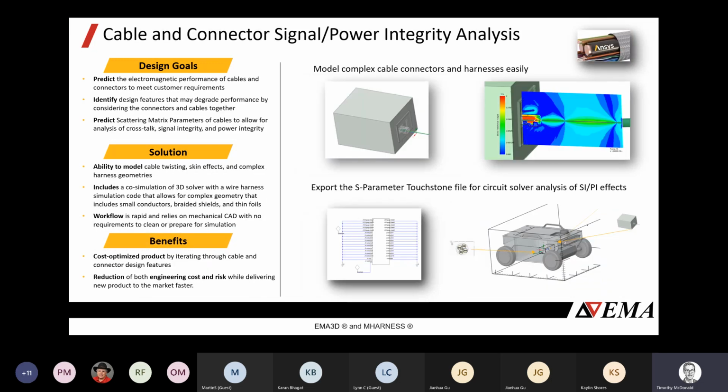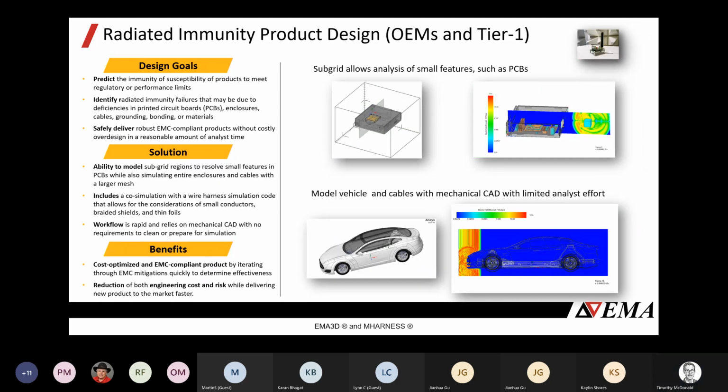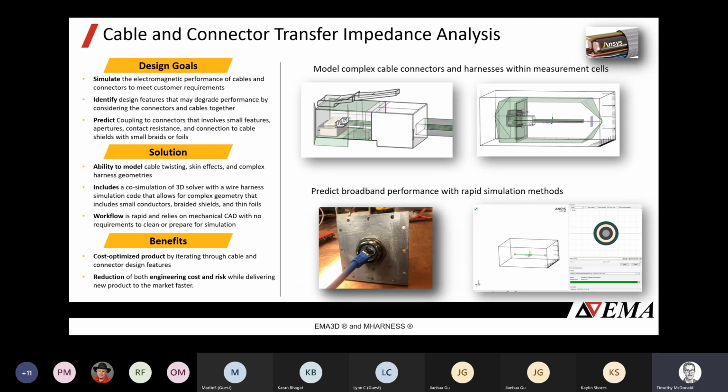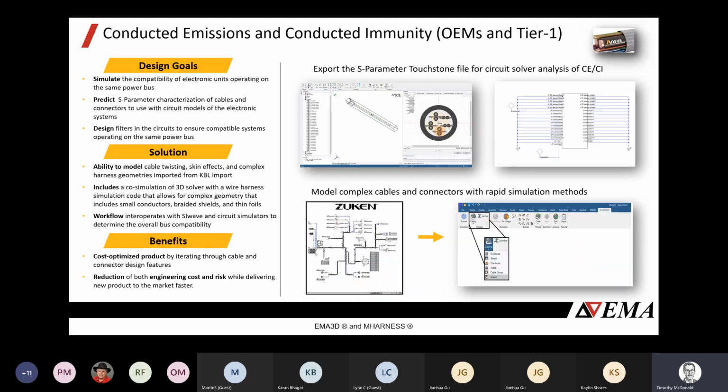We can help with signal and power integrity. We can extract the S parameters for cables and connectors to be analyzed in follow-on circuit analyses. And then we can do radiated immunity. We can have a source outside the vehicle. We can predict the currents and voltages that couple to the cables and self-consistently predict how that will couple to circuits that we define in the Nexxim circuit solver. So we can do a full comprehensive end-to-end 3-solver coupling to see our EMC for radiated immunity. And then finally, we can predict cable and connector transfer impedance, which is very important for automotive cable suppliers.